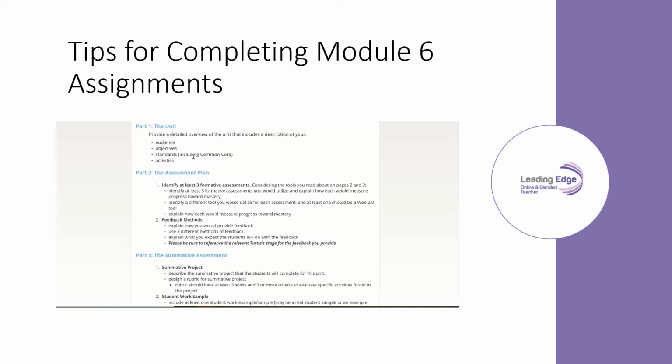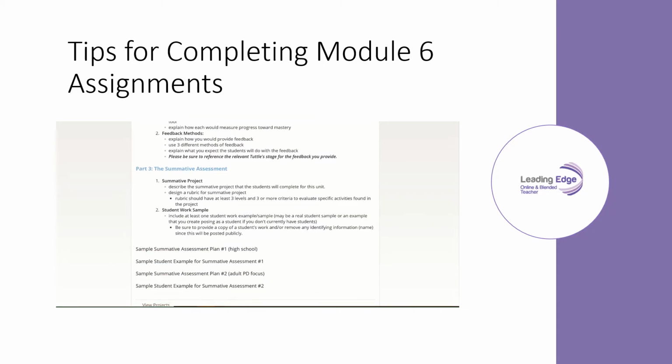So you're going to have 3 of these, and then you're also going to have a summative assessment that students would complete at the end of the unit of study. And here you don't have Tuttle stages to worry about. You're just going to create the summative assessment and design a rubric that goes with it that shows at least 3 different criteria that you're evaluating.